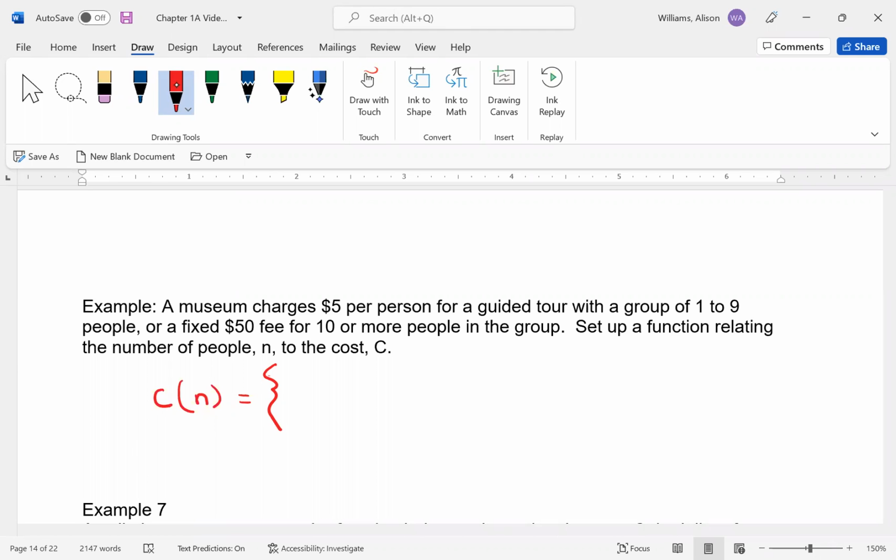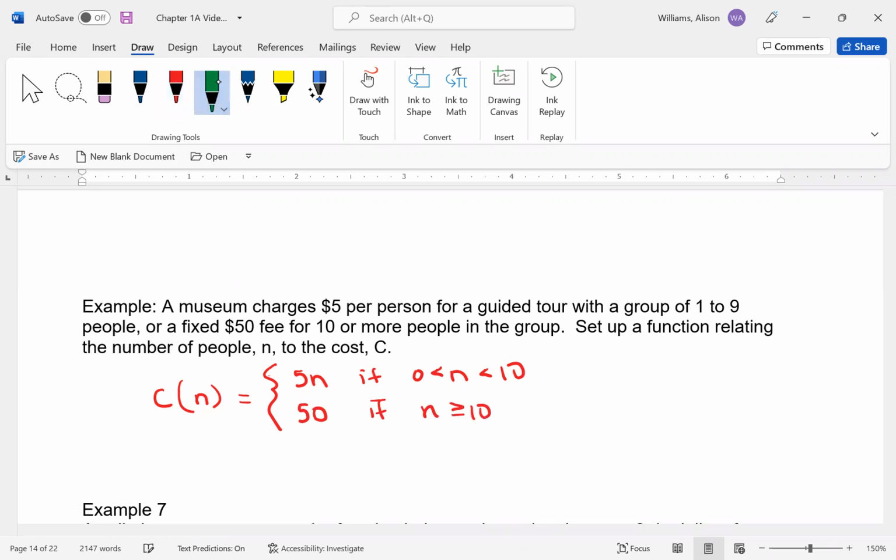All right, the first formula is $5 a person, and since n represents people, that would be 5n, and that would be for numbers technically from 1 to 9, but if I want to write this as an inequality, it would look nicer if I put from 0 to 10 and just do less than or equal to symbols. You could go from 1 to 9. There'd be nothing wrong with that. And then just do the equal to sign. I don't think that's a problem. Then if it's bigger than 10, they're just paying $50, period. So it's just going to be 50. That's if n is bigger than or equal to 10.